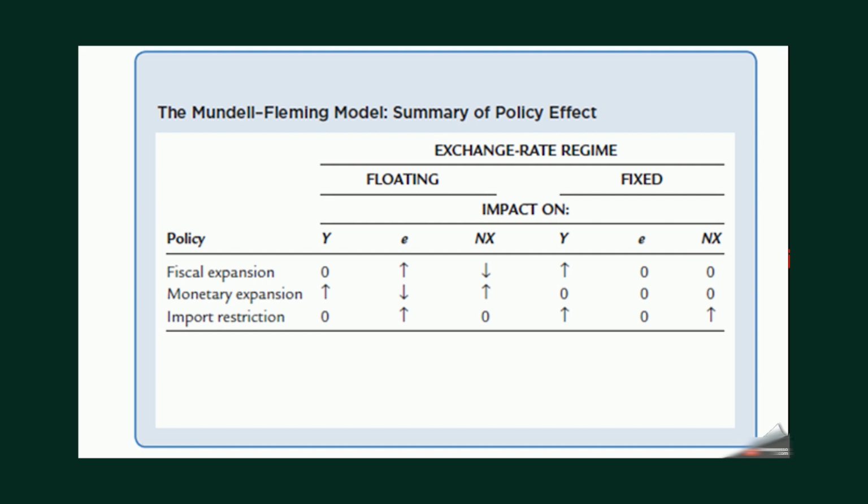In case of monetary policy, net export has increased due to change in the exchange rate system. And in case of import restriction, the net export is becoming zero. In case of fixed exchange rate policies, in case of fiscal expansion, Y increases, exchange rate and net export do not change. In case of monetary expansion, Y does not change, E does not change, NX does not change. As we said, monetary policy is totally ineffective in this case. And finally, import restriction, Y increases as well as NX increases.